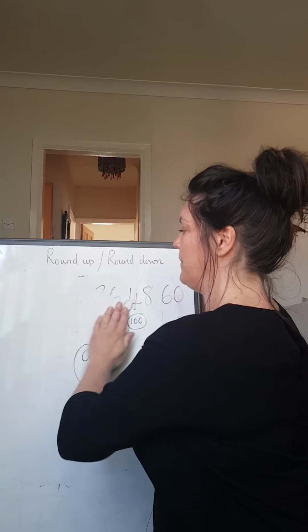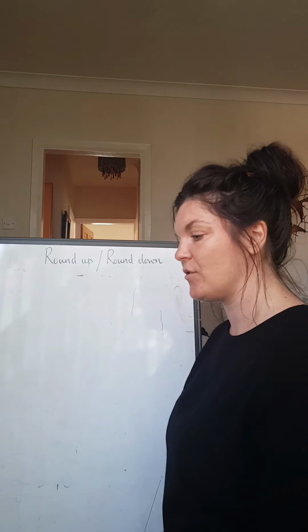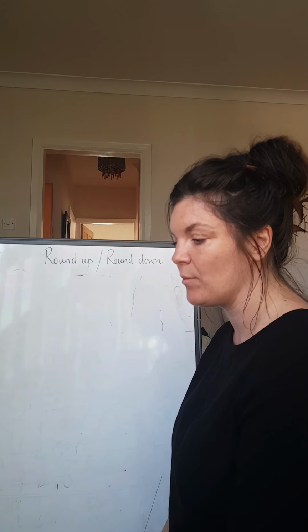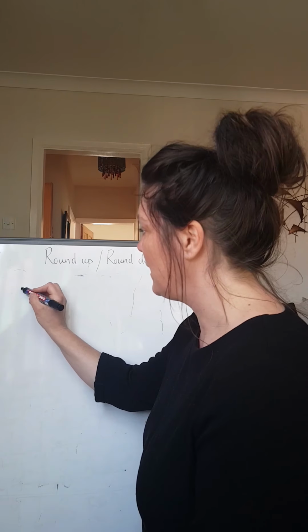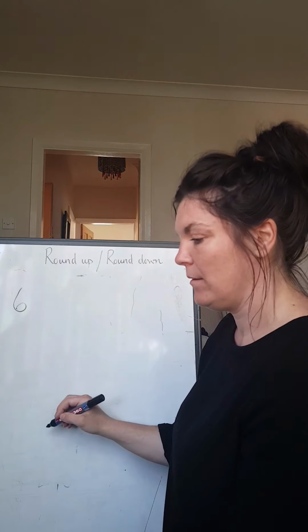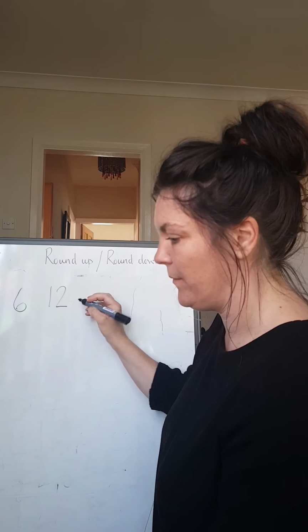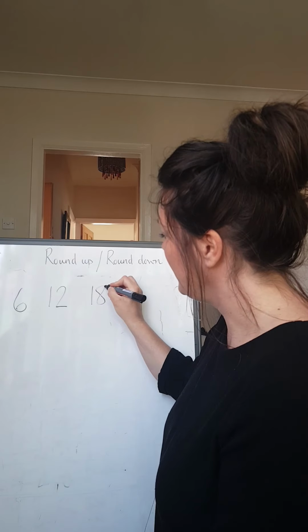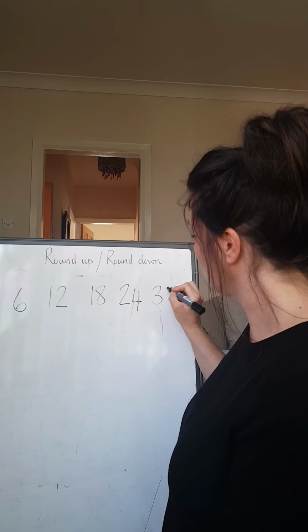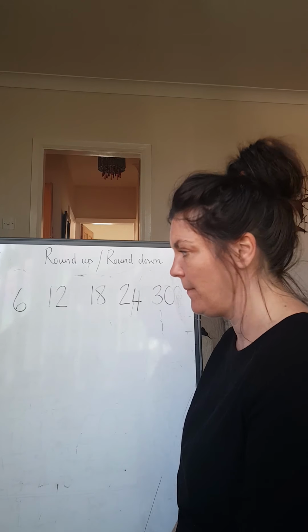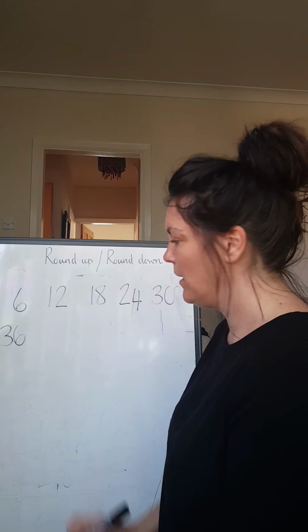Question number 3. 1 bag of dog food lasts Rex for 6 days. How many bags will he need for 75 days? Okay, so if 1 bag lasts him for 6 days, then 2 bags is going to last him for 12. 3 bags for 18. 4 bags for 24 days. 5 bags would last him for 30 days. 6 bags would be 36.